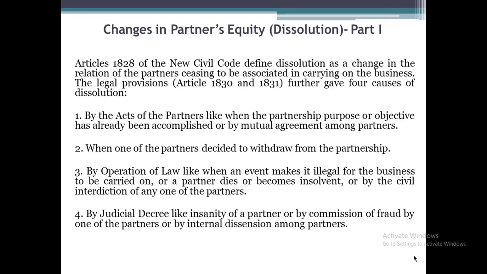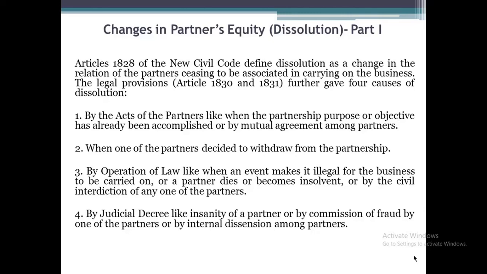Ayan. So, the legal provisions, Article 1830 and 1831 further give 4 causes of dissolution. So, ano itong causes ng dissolution or bakit nag-end yung partnership? Number 1, by the act of the partners, like when the partnership purpose or objective has already been accomplished or by mutual agreement of the partners. Maaaring pinag-agrihan ng mga partners na titigil na nila yung partnership nila or ititigil na nila yung business nila. Kaya mag-e-end yung partnership.